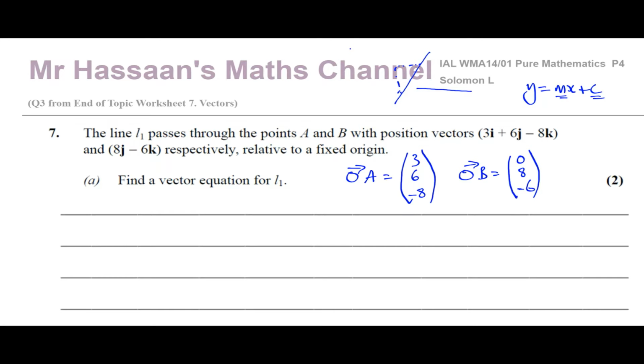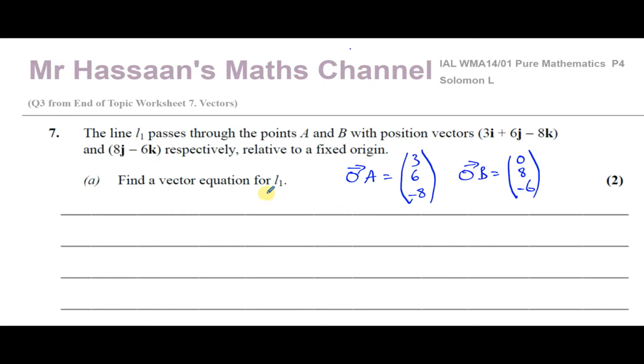So that's the Cartesian equation of a straight line. We have the same thing in vector equations of a straight line. We have two components: one component which tells us a position on the line and another component that tells us a direction on that line.